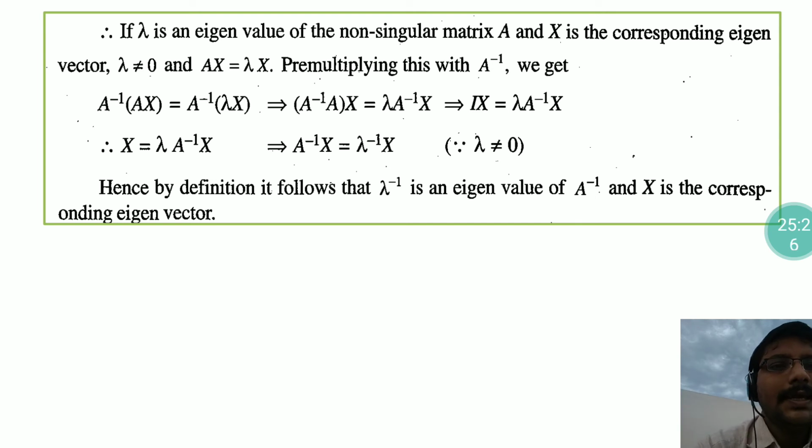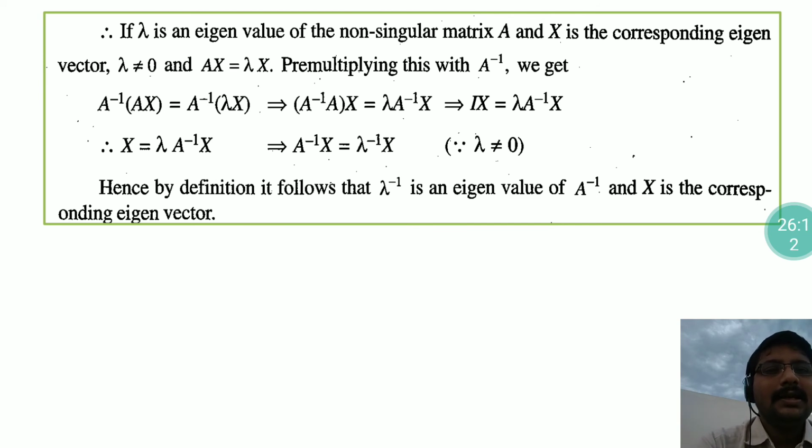So I into X is X here. X is equal to lambda into A inverse X, which implies that A inverse X is equal to 1 by lambda into X. But what is 1 by lambda? 1 by lambda means lambda inverse. Here lambda cannot be 0, because for 1 by lambda to exist, lambda cannot be 0. So A inverse X is equal to lambda inverse X. Hence by definition it follows that lambda inverse is an eigenvalue of A inverse and the corresponding eigenvector is X.